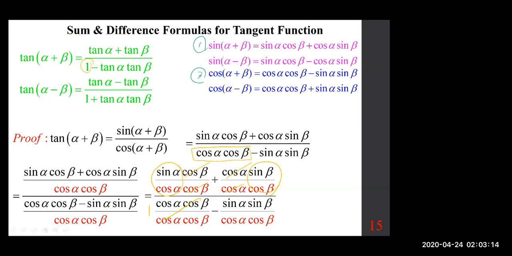Yeah. Minus this one, tan alpha times this one, tan beta. Believe it or not, this is the proof, class. Now, what you want to do on your own, prove this one in the same manner.